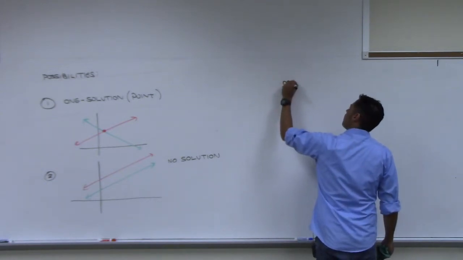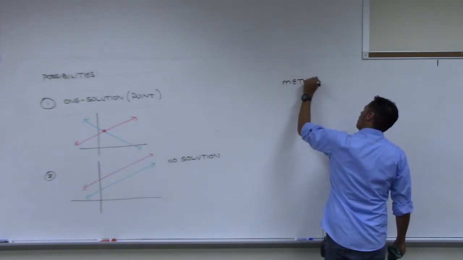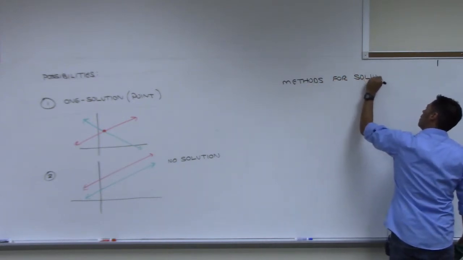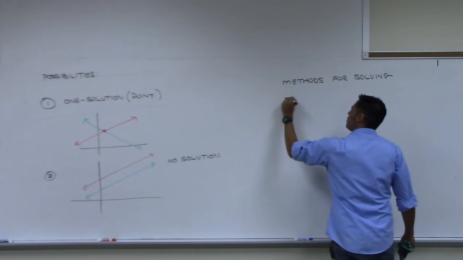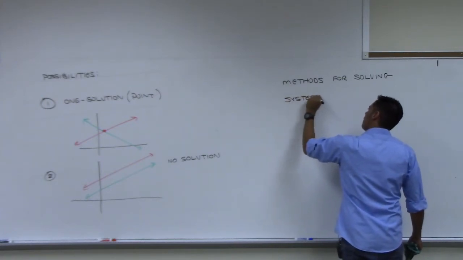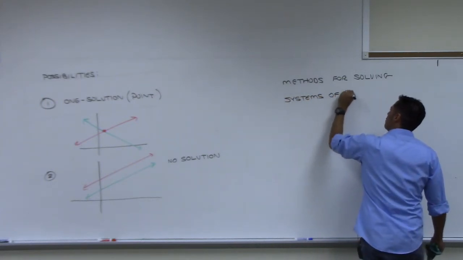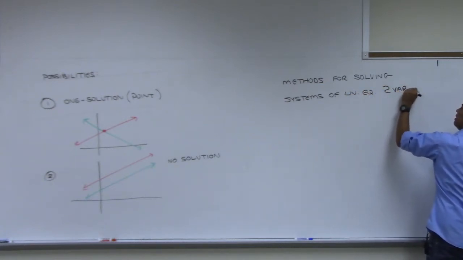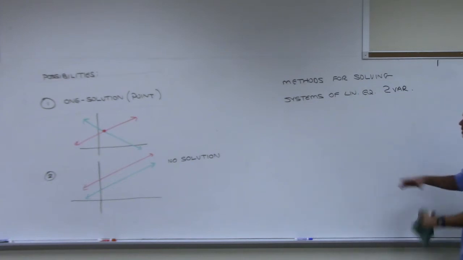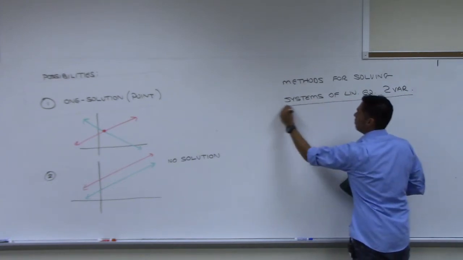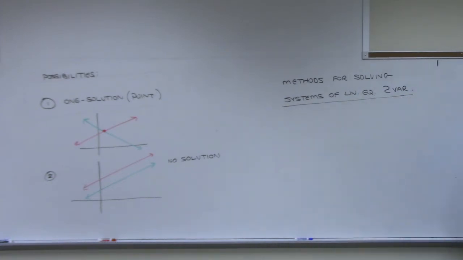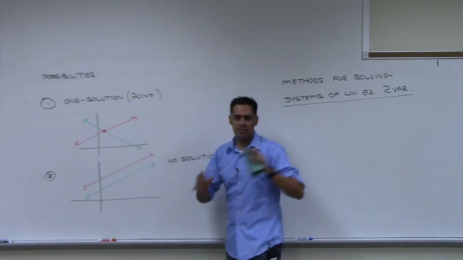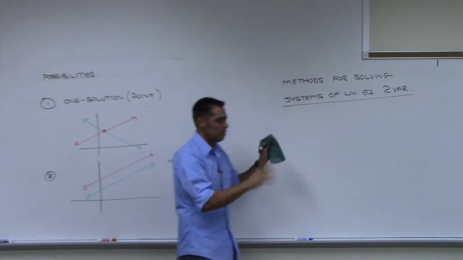Methods for solving systems of linear equations, two variables. I'm abbreviating everything here, but here are the methods that we use. There are three methods that we can use. Now, the three methods have nothing to do with the three different scenarios, okay? It's just there's three different ways to kind of do this process.